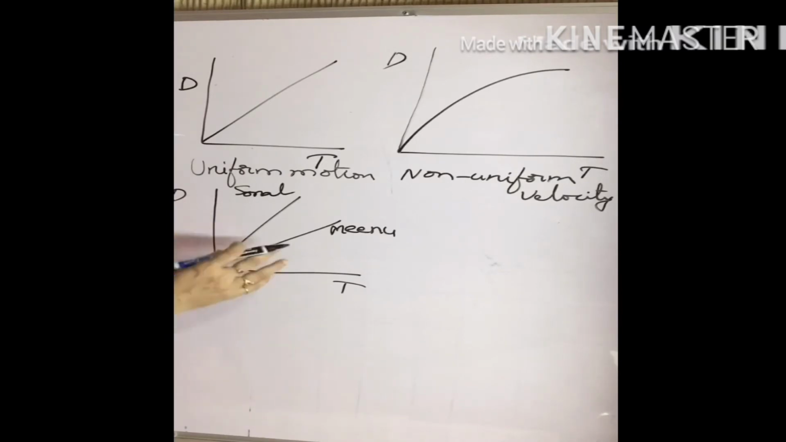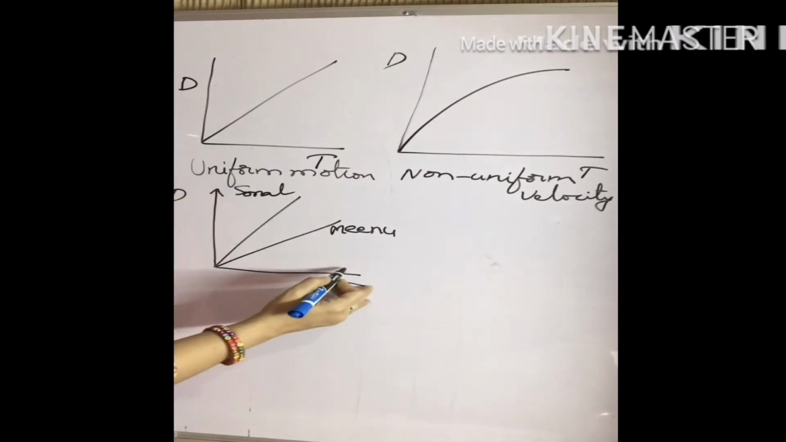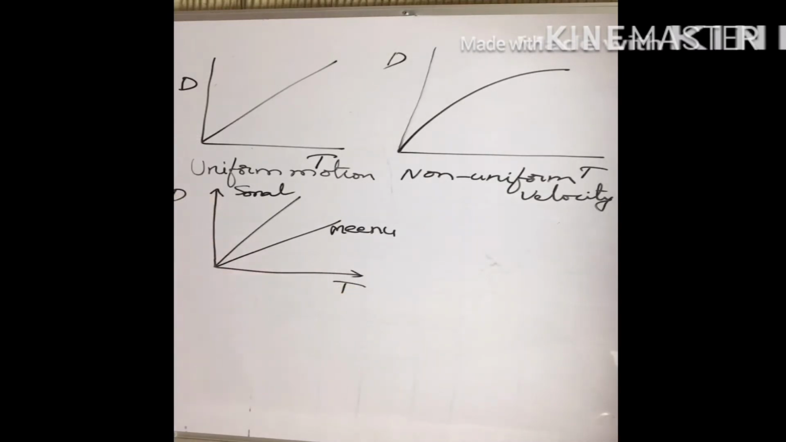See here, by seeing these graphs, what do you say about Sonal and what do you say about Meenu? Who is moving with more velocity and who with less? Just pause the video and try by yourself, students. I wish you try first, then continue watching the video. Pause the video and test yourself.